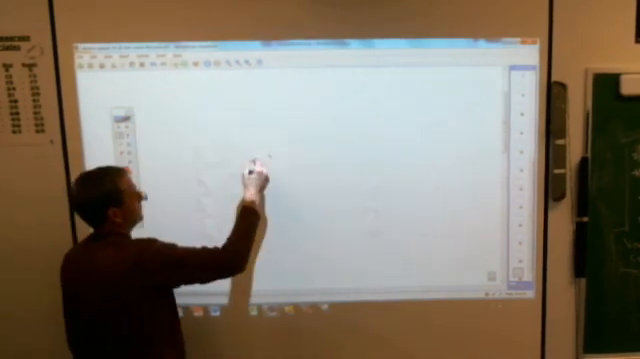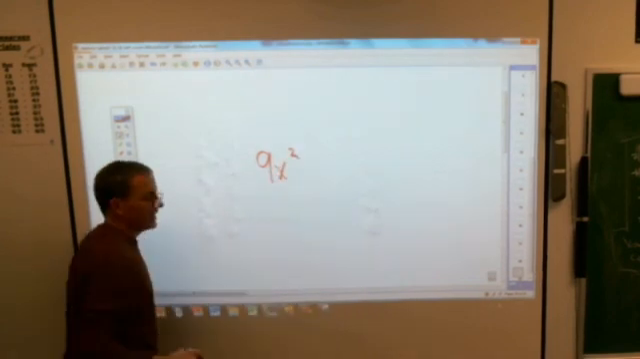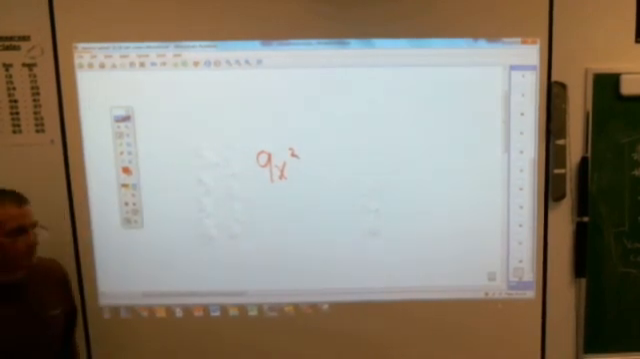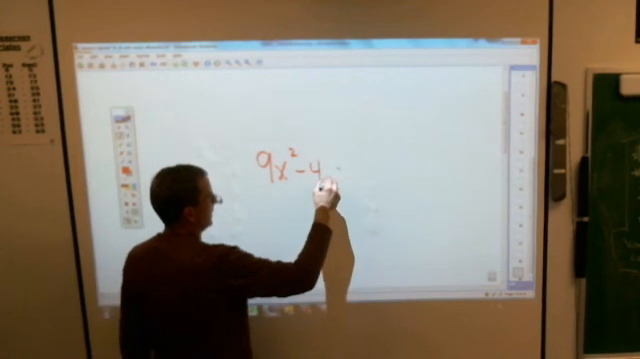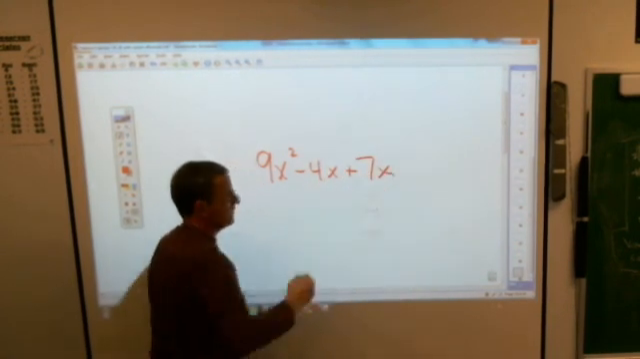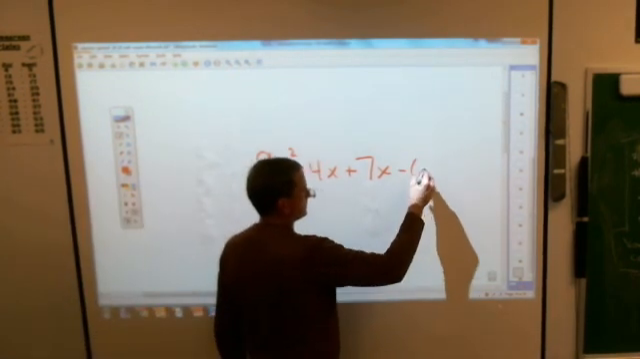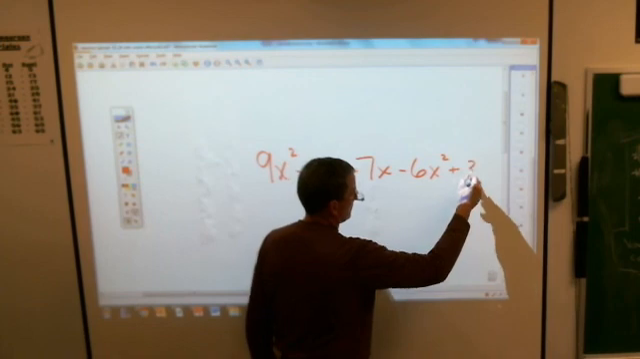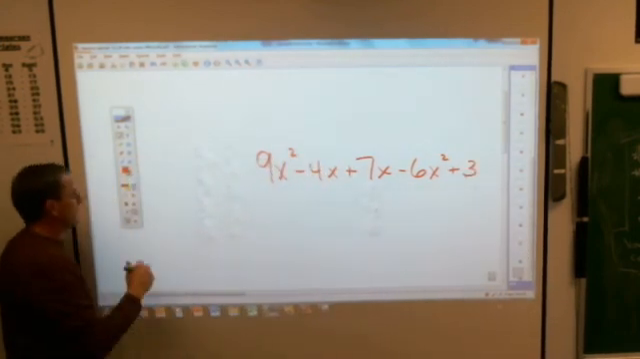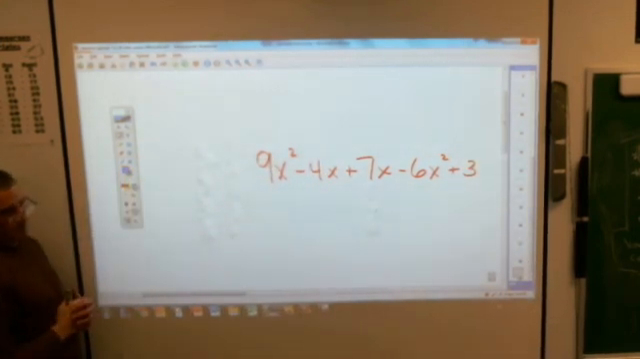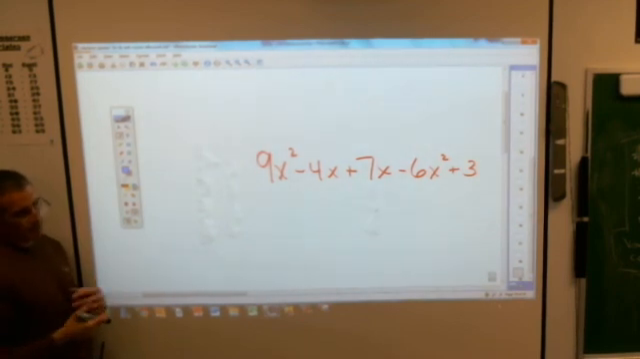Oh, I love this one. We've talked about these before. 9x squared, we are combining like terms, minus 4x plus 7x minus 6x squared plus 3. Ladies and gentlemen, I'm just going to keep preaching this till we finally finish here. You're combining, you're adding like terms, you're putting together things that have the same exponents with the same powers. X squareds don't like anybody else but x squared.